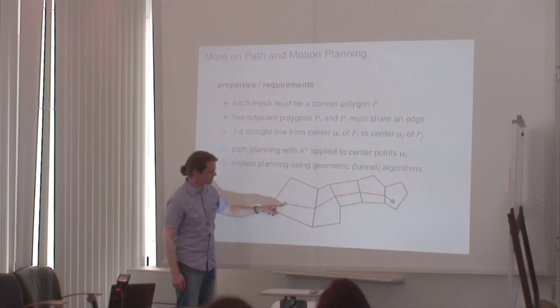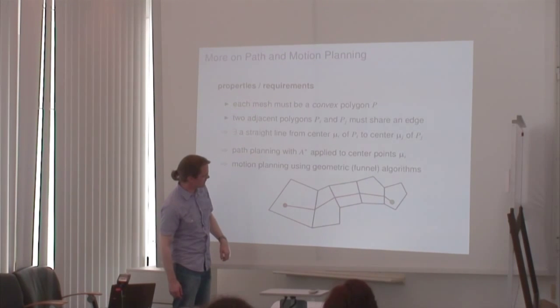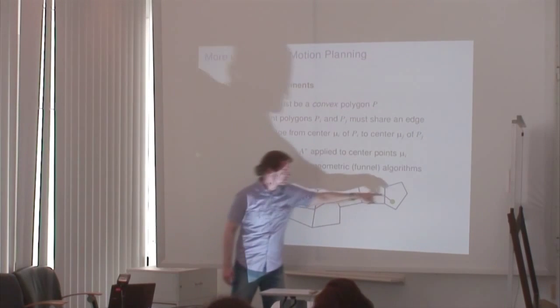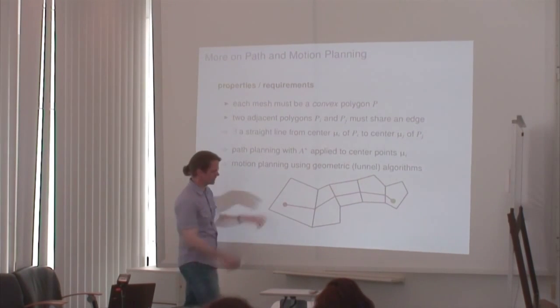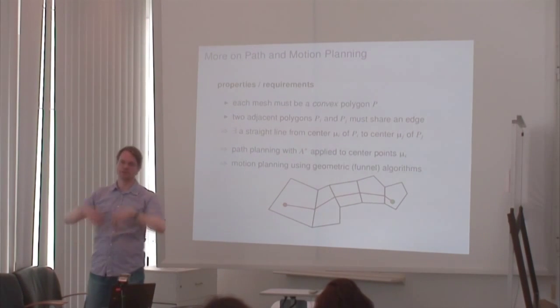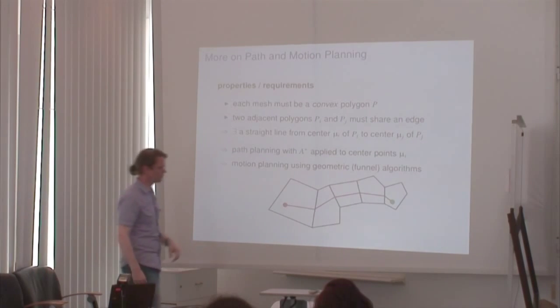So if you start here and you want to go somewhere, we basically know, okay, this is the center point of the polygon I'm at, this is the center point of the polygon I want to go to, and there are center points of all these polygons. If I can transit from one to the other, there will be an edge. I run A star on this graph of center points of polygons.